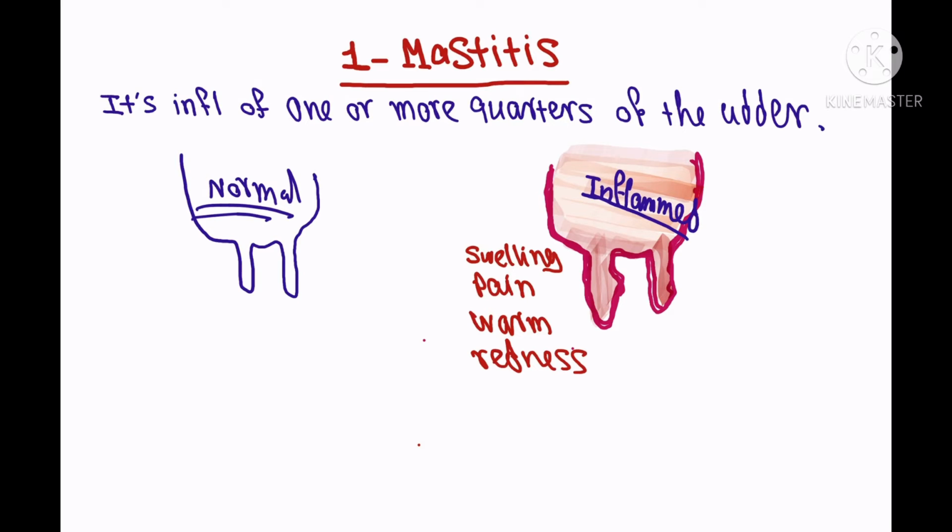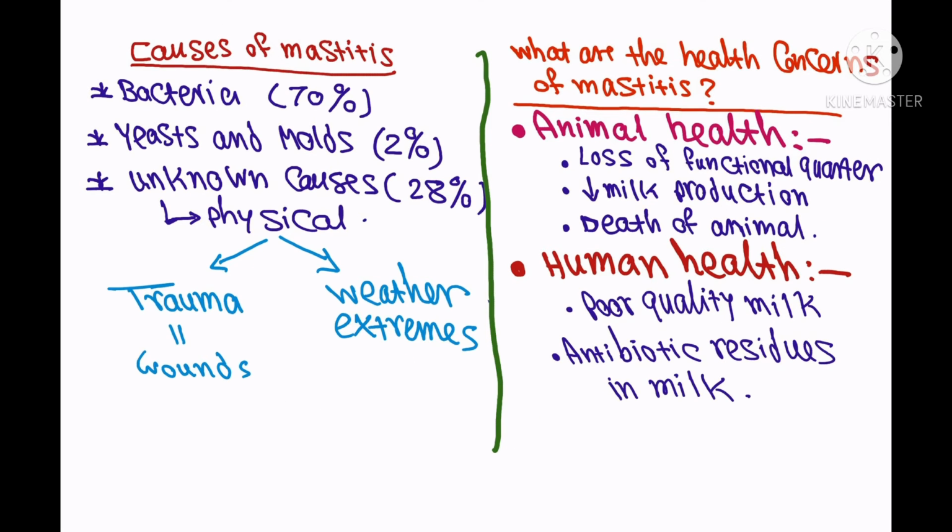What are the signs of this inflamed part? The signs of normal inflammation: pain in the inflamed part, either inflammation of one quarter, two quarters or all four quarters. Swelling, pain, warmth, and redness. When we palpate the inflamed part, we find it swollen, with pain in the udder, hotness, and redness.